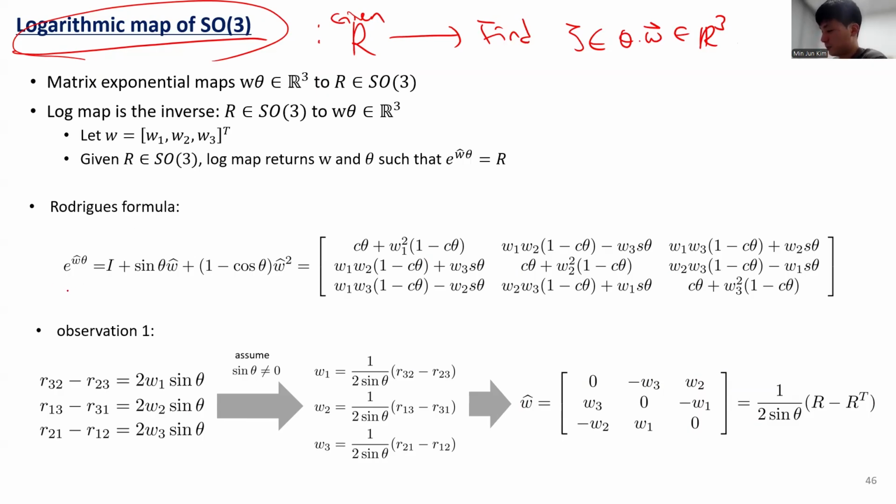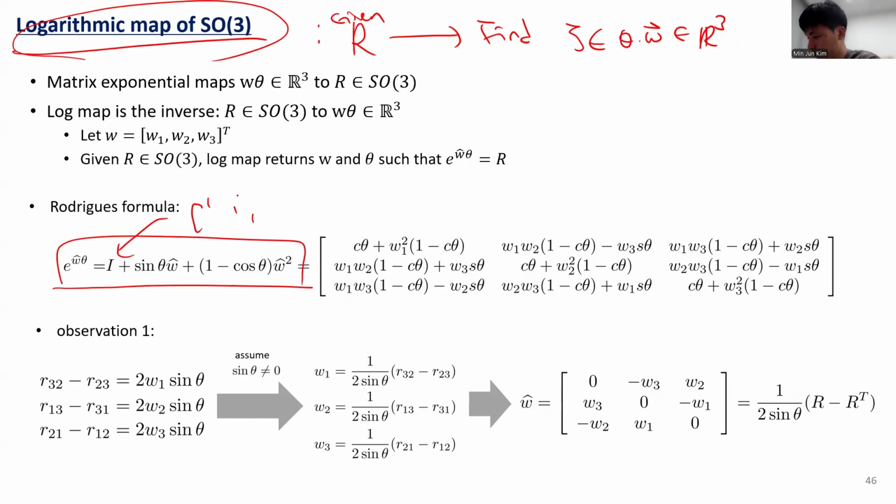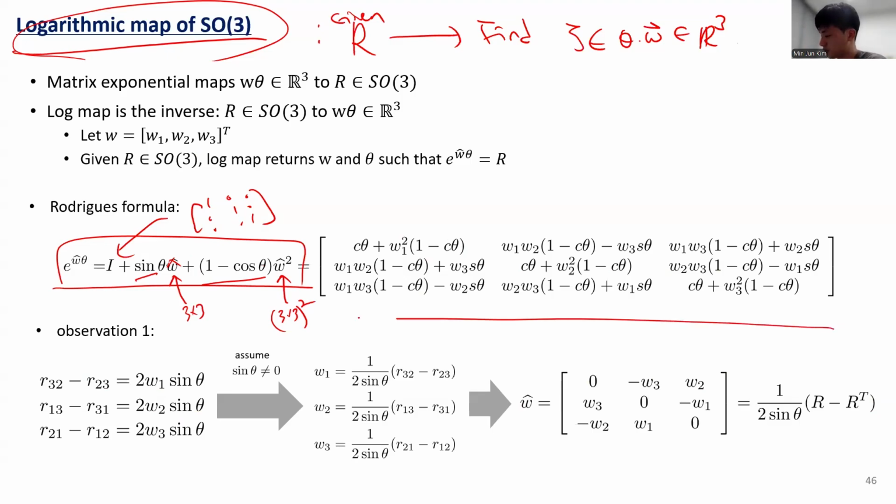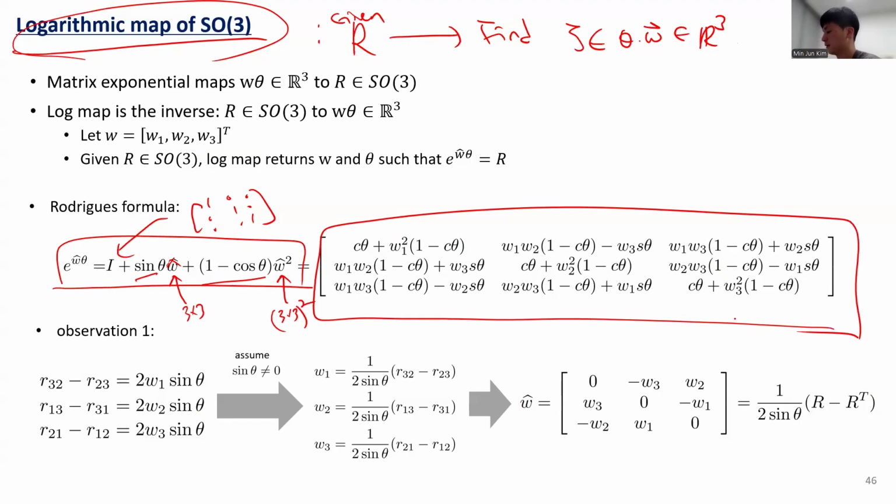So let's begin with the Rodrigues formula, or exponential map. So this is the identity matrix. That's the hat operator, so 3 by 3 is Q. That's 3 by 3, Q squared. Here we have sine theta and 1 minus cosine theta, right? It's all 3 by 3 matrices, so you can just calculate it. And this is a rotation matrix.